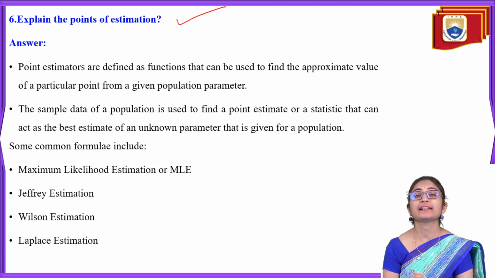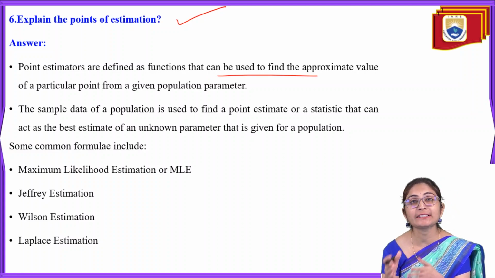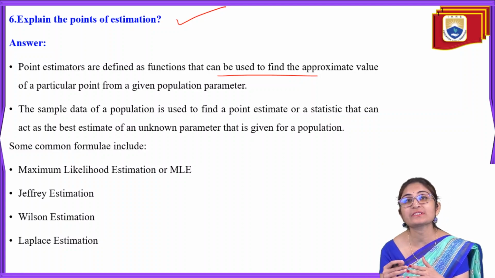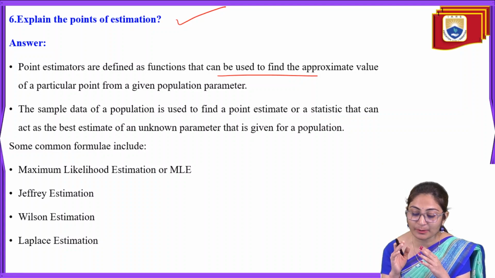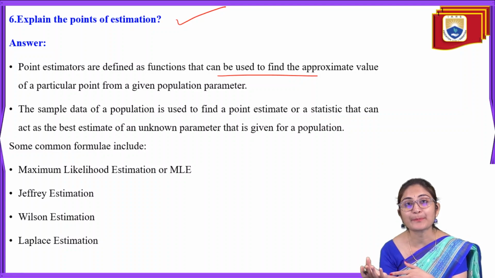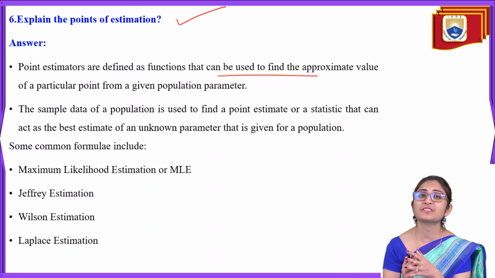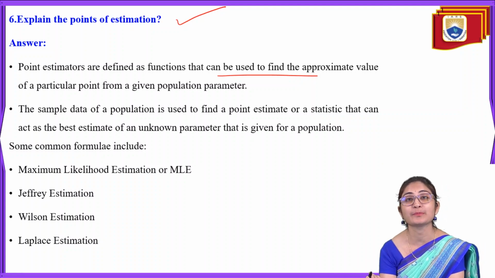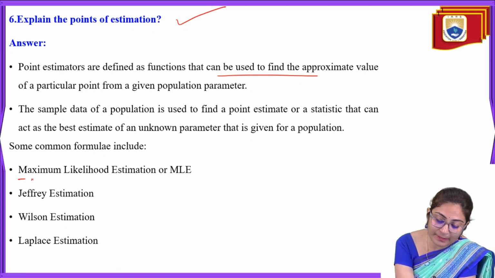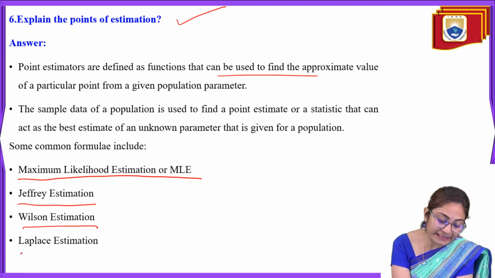So point estimators are defined as functions that can be used to find an approximate value of a particular point from the population parameter. Definitely in point estimation we are using the population parameter, and in the population parameter we have to find some approximate value. So sample data of the population is used for finding the point estimate or statistic, which can act as the best estimate of the unknown population parameter. So some common formulas we have to include: maximum likelihood estimation, Jeffrey estimation, Wilson estimation, and the Laplace estimation.